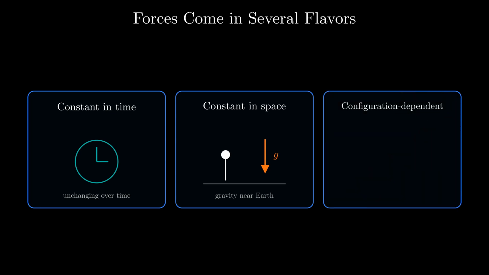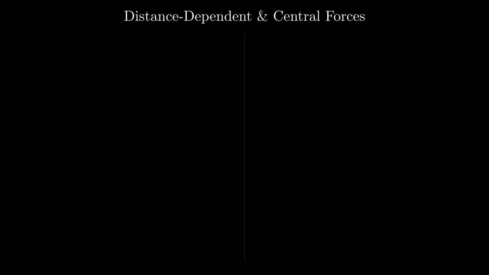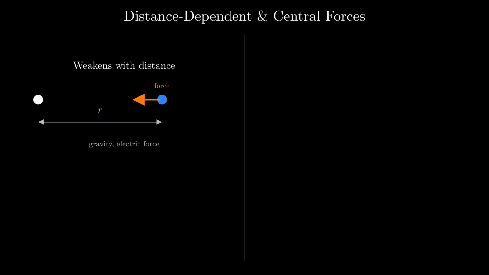And some forces depend on the configuration of a system. Attach a mass to a spring and the spring force grows stronger whether you stretch the spring or compress it. The force responds to the arrangement itself. Some forces spread out through space, so their grip weakens with distance. Gravity and the electric force are the everyday examples.